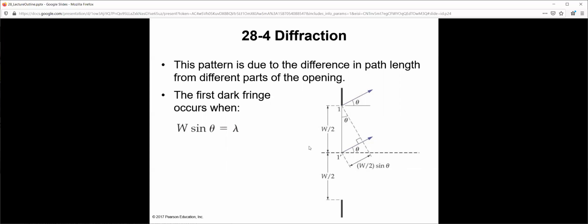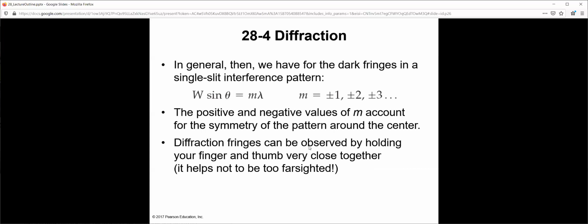Lambda is given by the light. W is given by the slit. The angle at which the light diffracts after going through the slit is determined by both the diffraction slit and whatever light you are giving it. And then the second dark fringe occurs at 2λ, and so on and so on, producing this general equation. The width of the slit times the sine of theta equals mλ, where m is an integer. Positive and negative values of m account for the symmetry of the pattern around the center, right?